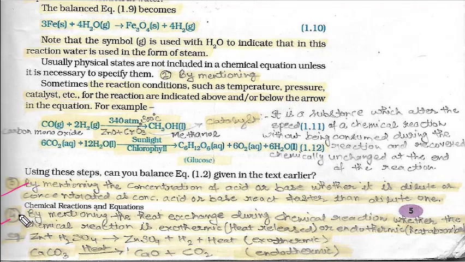Now we have the fourth method to make our chemical reaction more informative. What is the fourth method? By mentioning the heat exchange during the chemical reaction. That means whether the chemical reaction is exothermic, meaning heat is released in that reaction, or endothermic, meaning heat is absorbed during that reaction.